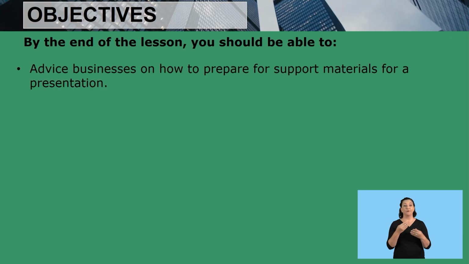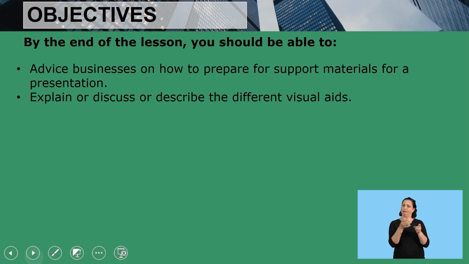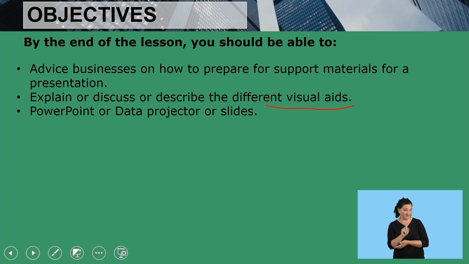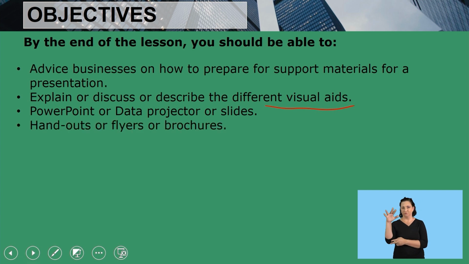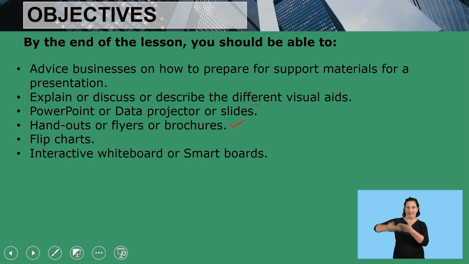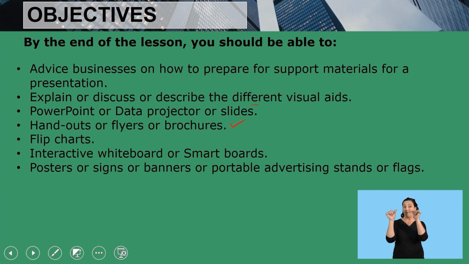By the end of this lesson, you should be able to advise businesses on how to prepare support materials for a presentation, and explain or discuss or describe the different visual aids. We've got different visual aids that we'll be looking at. PowerPoint or data projector or slides. We've got handouts or flyers or brochures. We've got flip charts. We've got interactive whiteboard or smart boards. We have posters or signs or banners or portable advertising stands or flags.